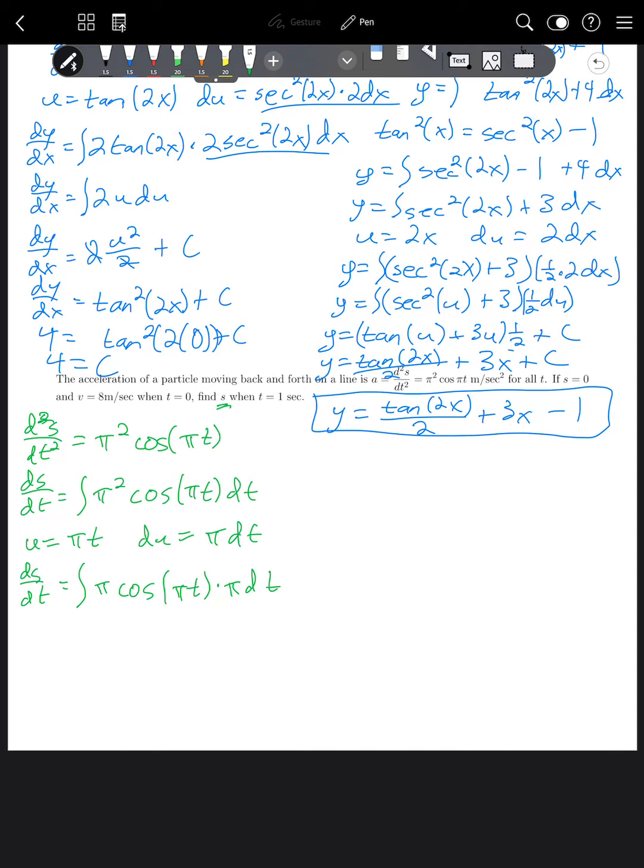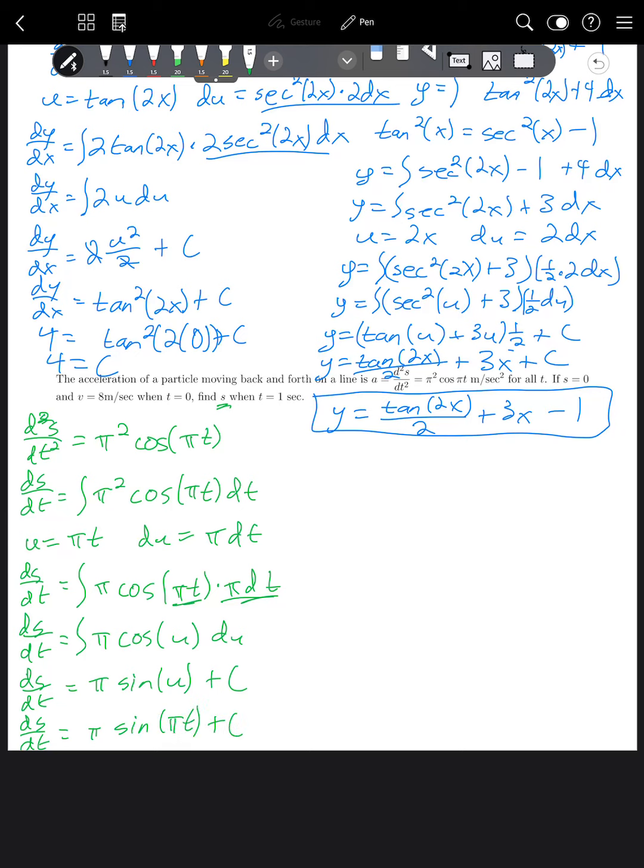So if I split up these two pi's, I get this. And now here's my u, du, and my u. And so this would be ds dt equals the indefinite integral of pi cosine of u du. Okay. And then we do the antiderivative of that. So the antiderivative of pi cosine u would be pi sine u plus c. And so then we can substitute. So ds dt equals pi sine of pi t plus c.